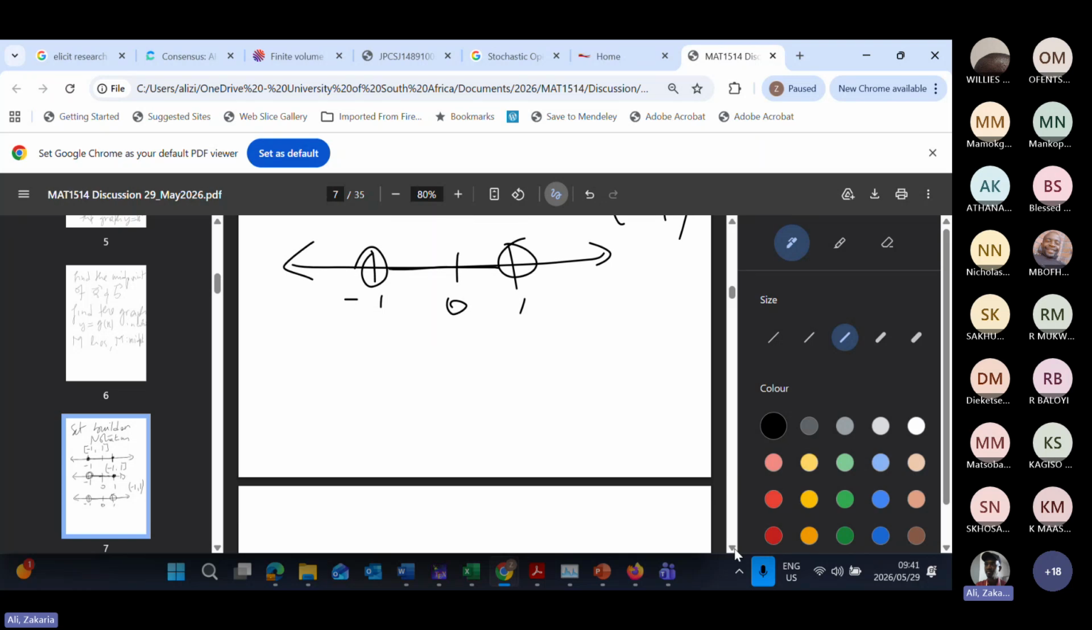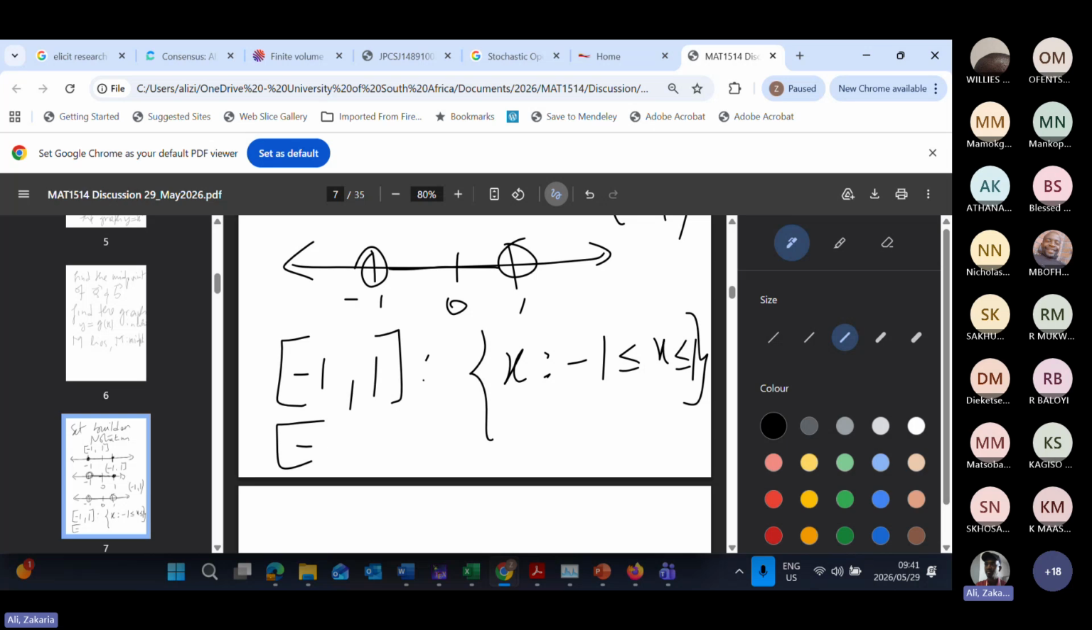However, I didn't show you how to use the set builder notation in a slightly different way. If I have that interval -1 to 1, how do I write it as a set? In set builder notation, it is the set of x, element of R, which we don't write, such that -1 less than or equal to x less than or equal to 1. Then if I have -1 closed and 1 open, it is the set of x in R, -1 less than or equal to x less than 1.